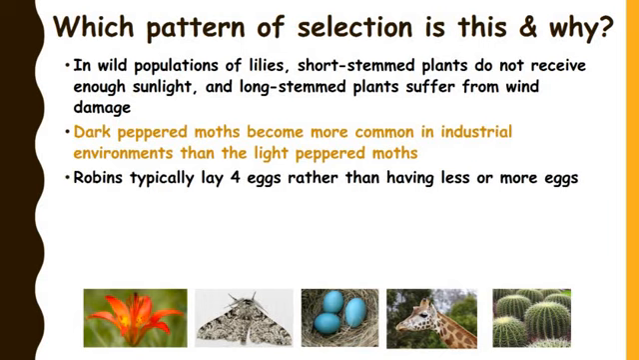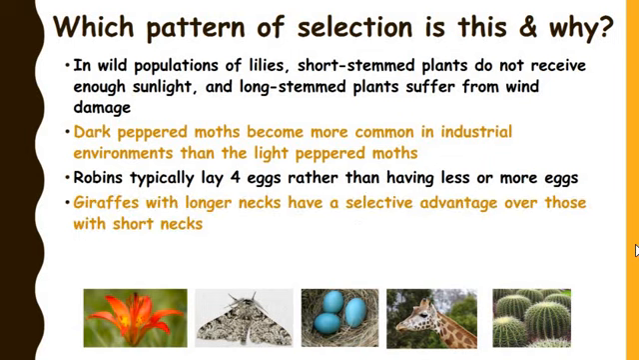Robins typically lay 4 eggs rather than having less or more eggs. That's stabilizing again. If they lay fewer eggs, it's likely that not all of them will make it. Sometimes eggs fall out the nest, or another bird comes and attacks it, or something like a fox comes and gets them. Whereas if you have too many, the bird might struggle feeding all the offspring. So 4 is the perfect amount for robins.